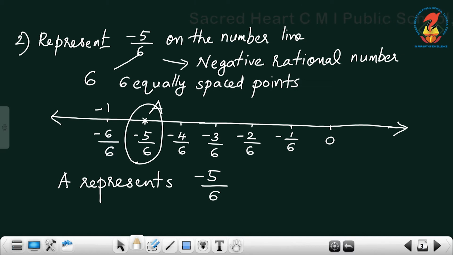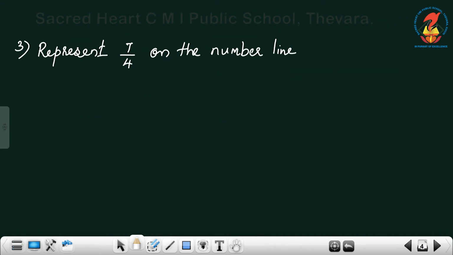Then to the right of 0 also you can mark some points at equal distances, and the first one will be 1 by 6 and so on. Now next question. Represent 7 by 4 on the number line. 7 by 4 is a positive rational number.